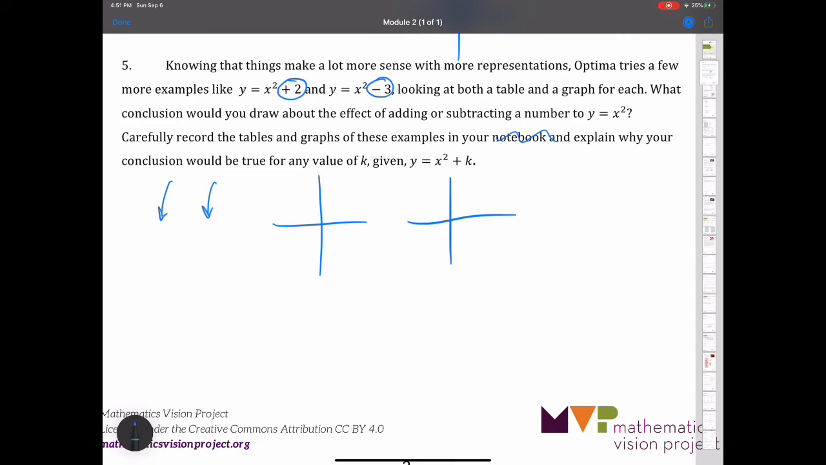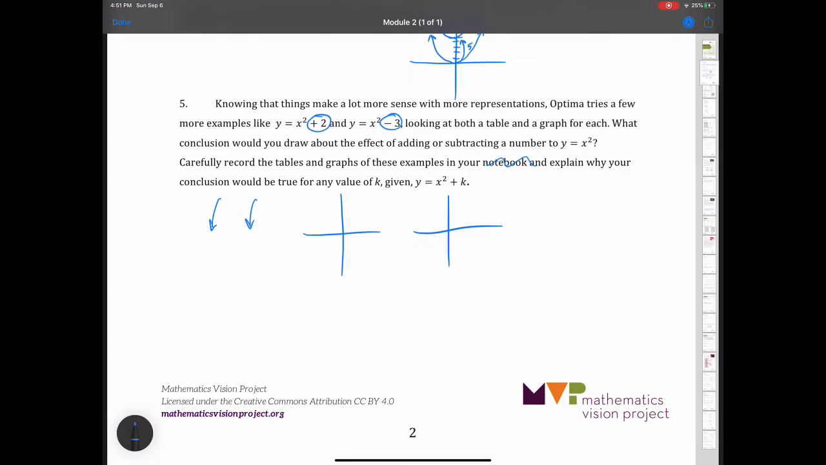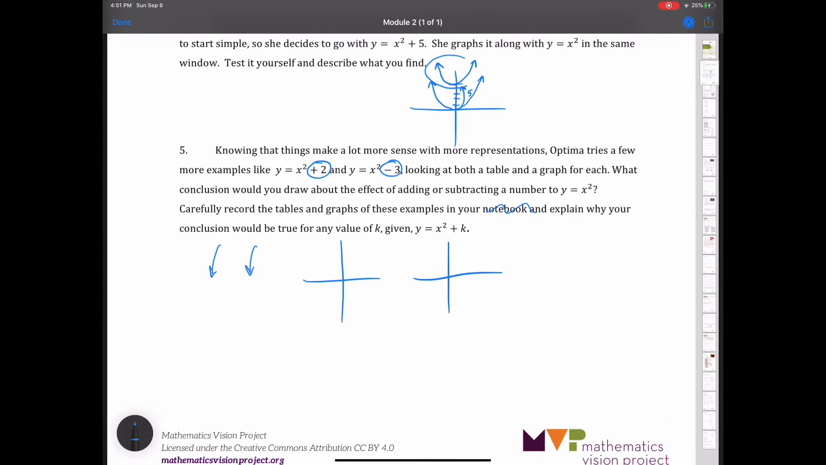So hopefully what you found is that the addition of k, just like up here, moves the function up k, right? It moves up a factor of k, or the digits of k. The subtraction of k moves the entire function down a factor of k. So when you did your x squared minus 3, all of your values just went down 3 from the parent function. When you did x squared plus 2, all of your values went up 2 from the parent function.